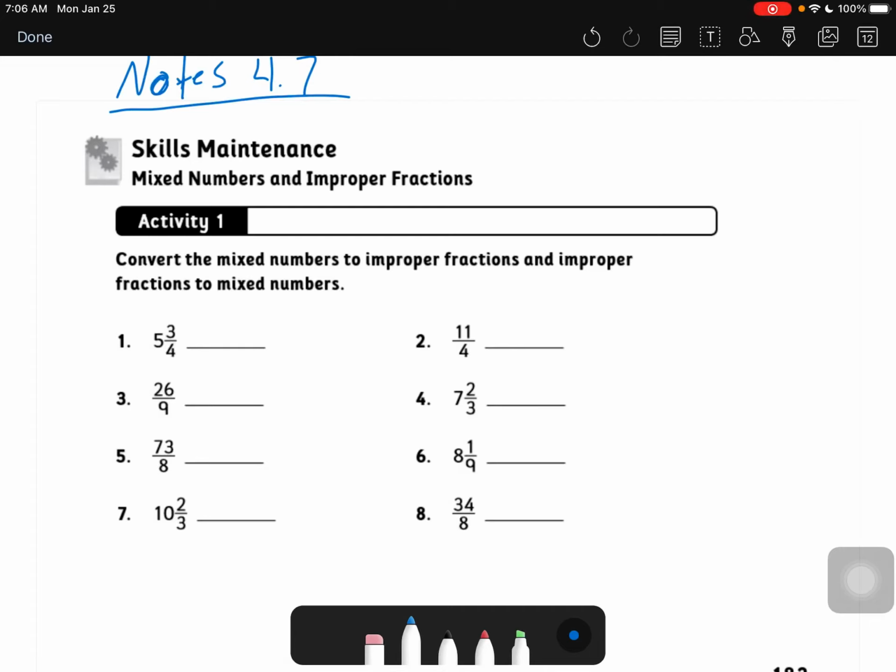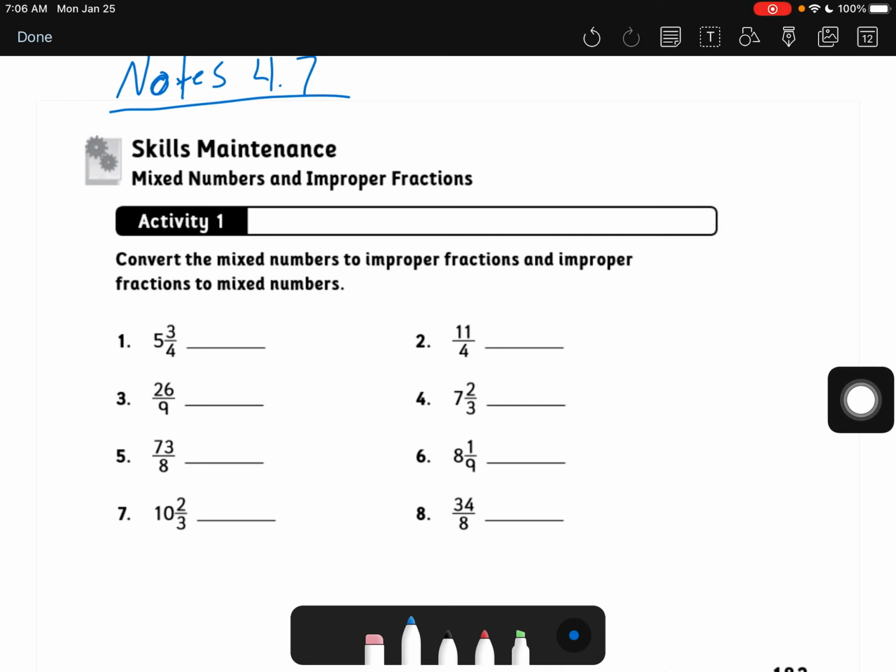Hey, Transmath class, we are going to work on the notes for the next section, and in here we're going to be dividing some mixed numbers. And so to review some of our skills, it's going to ask us to convert mixed numbers into improper fractions, and then vice versa, improper to mixed.